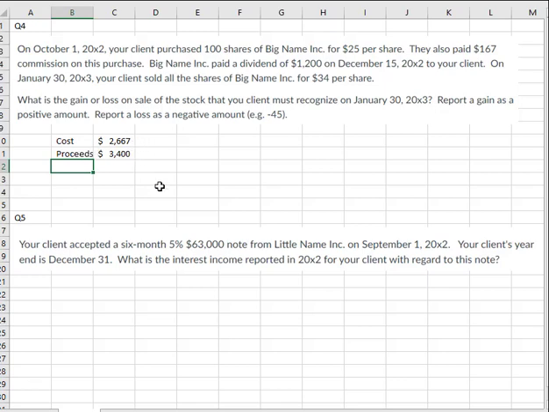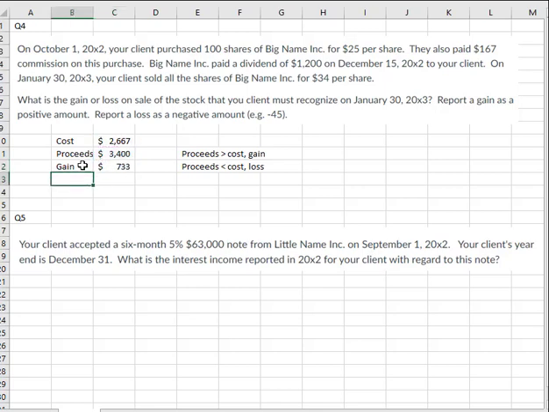The original cost was $2,667. So when the proceeds are greater than the original cost, you have a gain. When the proceeds are less than cost, you have a loss. So here, the proceeds are greater. So we have a gain on the sale of investments of the difference between those two.